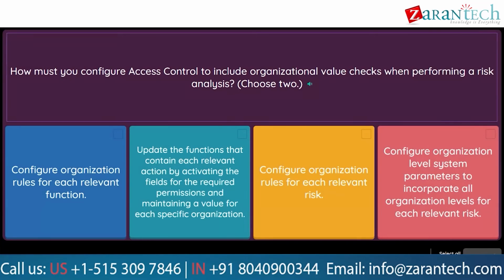Question: how must you configure access control to include organizational value checks when performing a risk analysis? Choose 2. Option 1: Configure organization rules for each relevant function. Option 2: Update the functions that contain each relevant action by activating the fields for the required permissions and maintaining a value for each specific organization. Option 3: Configure organization rules for each relevant risk. Option 4: Configure organization level system parameters to incorporate all organization levels for each relevant risk.